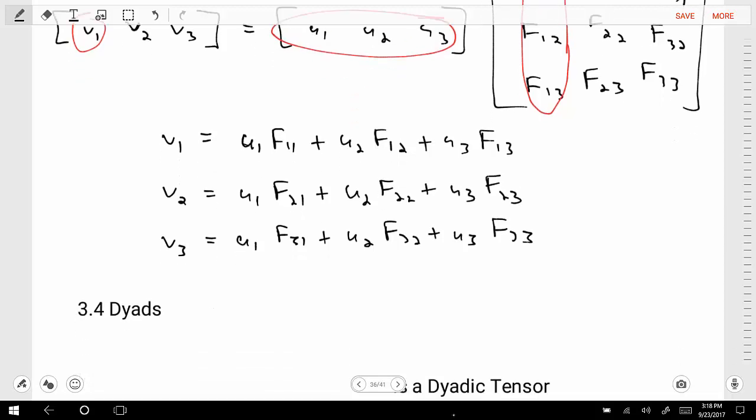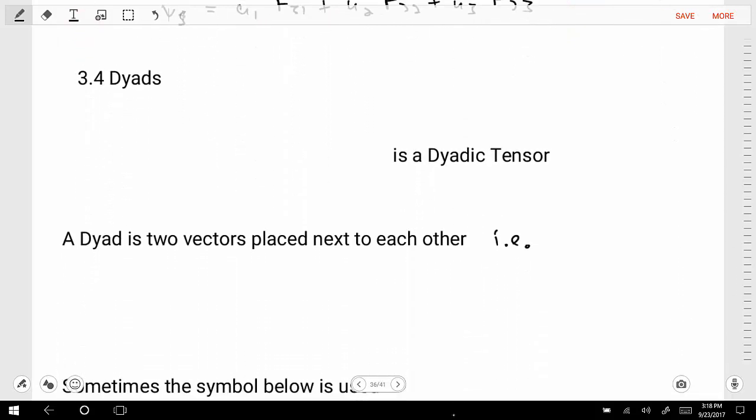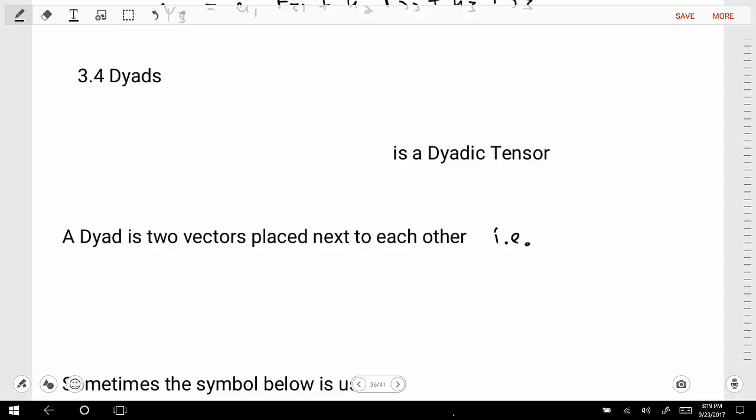So now let's go ahead and move on to the idea of dyads. So a dyad, or a dyadic tensor, is something that we just generated when we found that our tensor F was equal to F KL, so the components of F with indices KL, times the base vector K times the base vector L. That process of multiplying two vectors with respect to each other is a dyad.